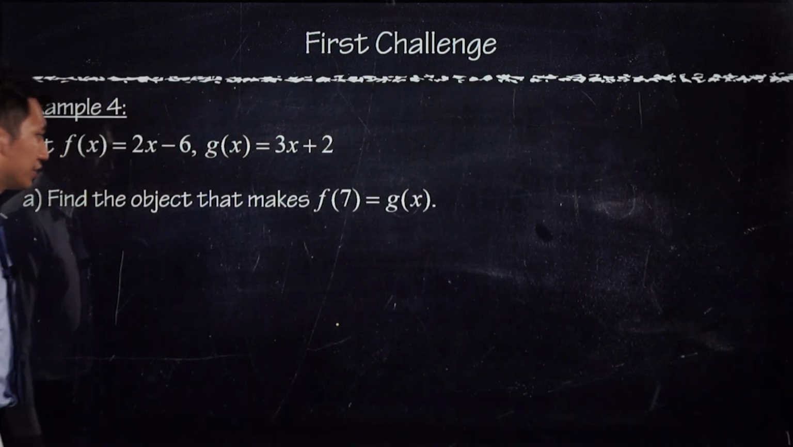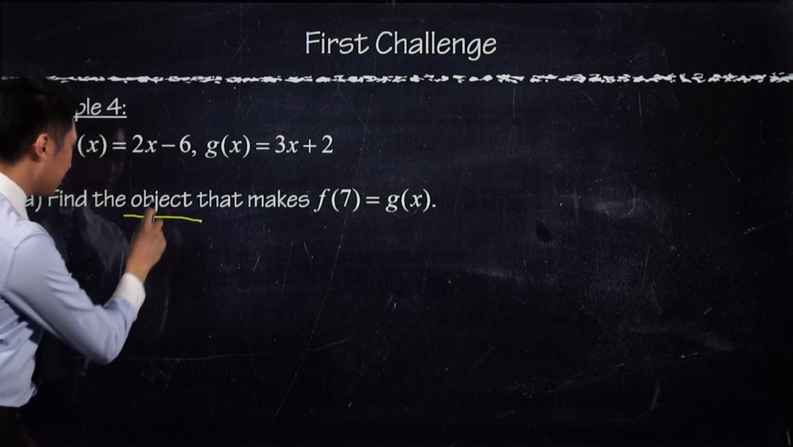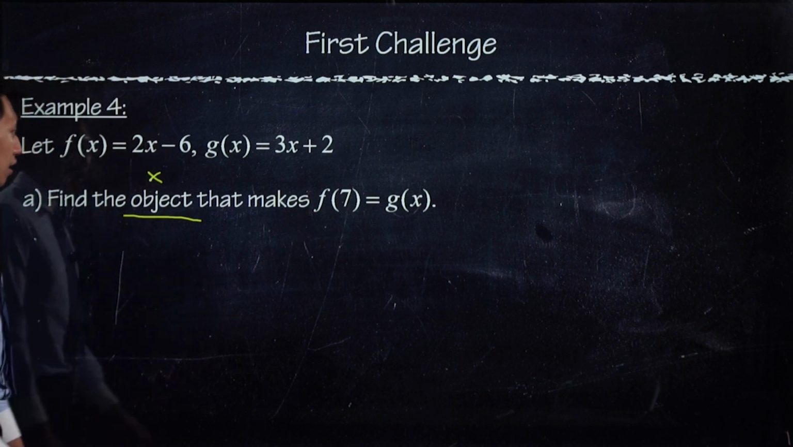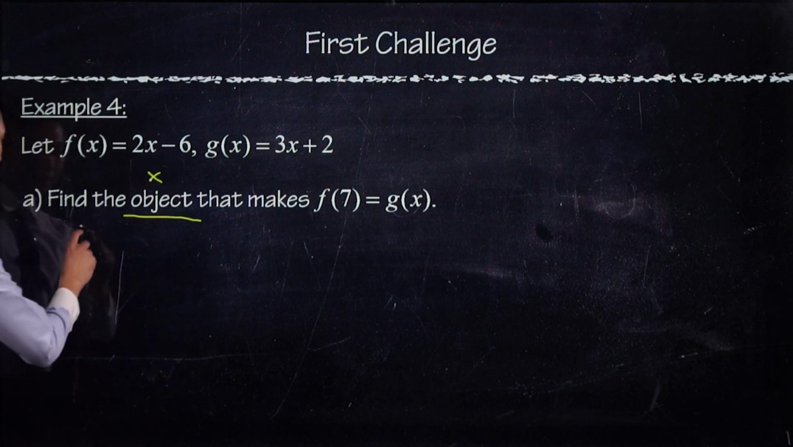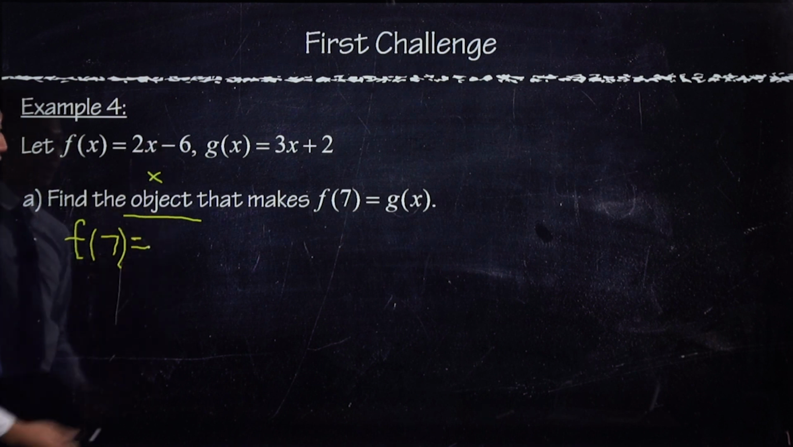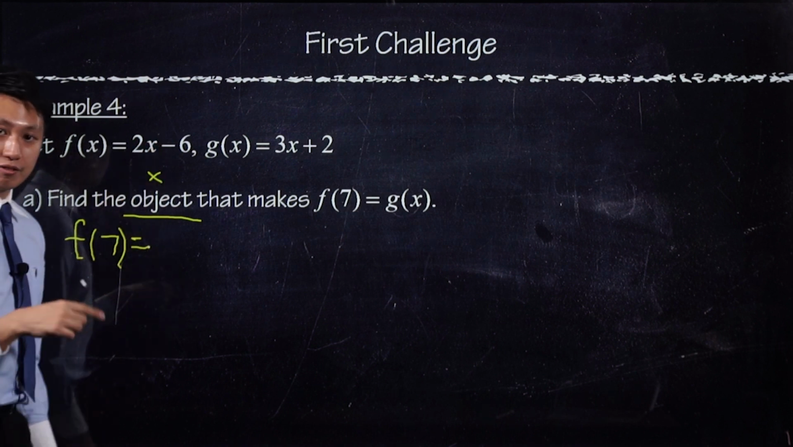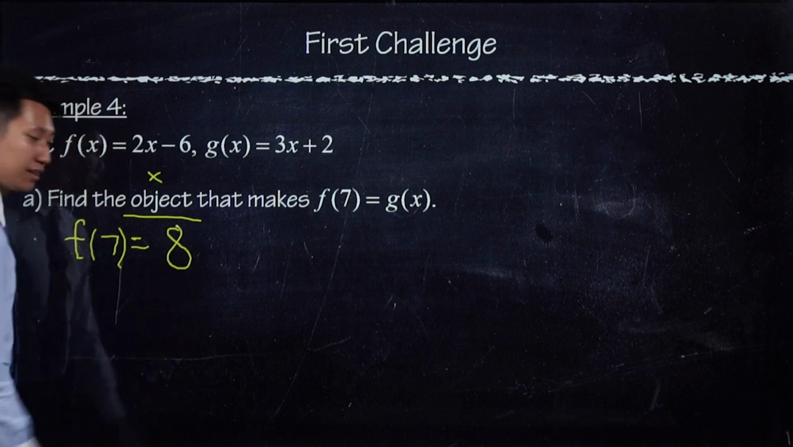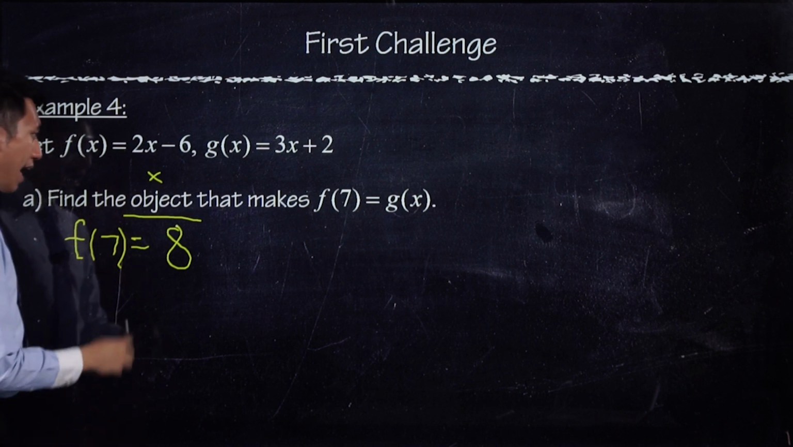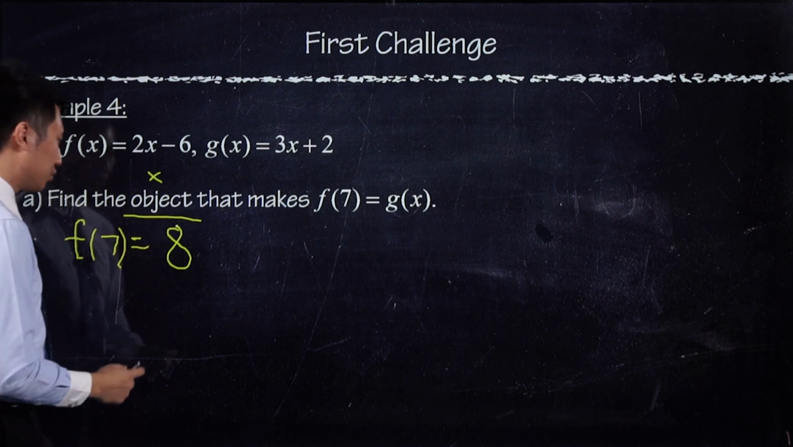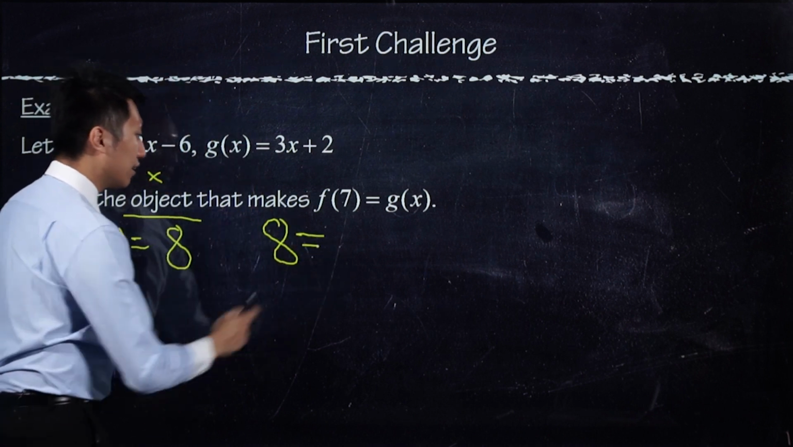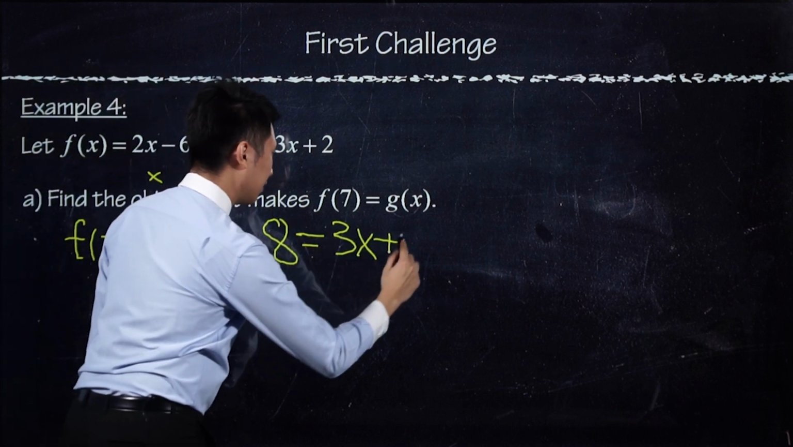Okay, f(7) is equal to g(x). You want to find the object, means find x. Find x such that f(7) is equal to g(x). So I've got to find out what f of 7 is. f of 7, I substitute 7 into here. 2 times 7 is 14. 14 minus 6 gives me 8. Now I want this to be equal to g(x). So meaning that I want 8 to be equal to g(x), 3x plus 2.